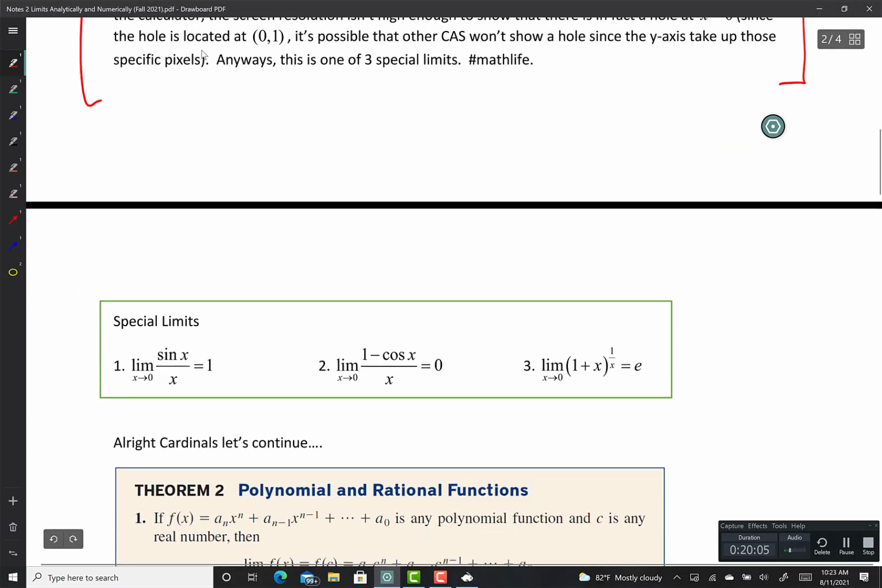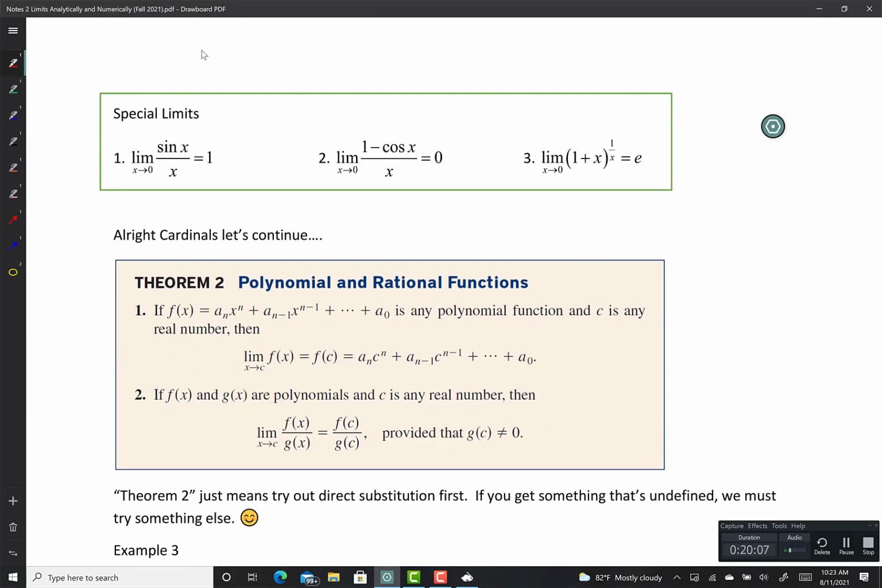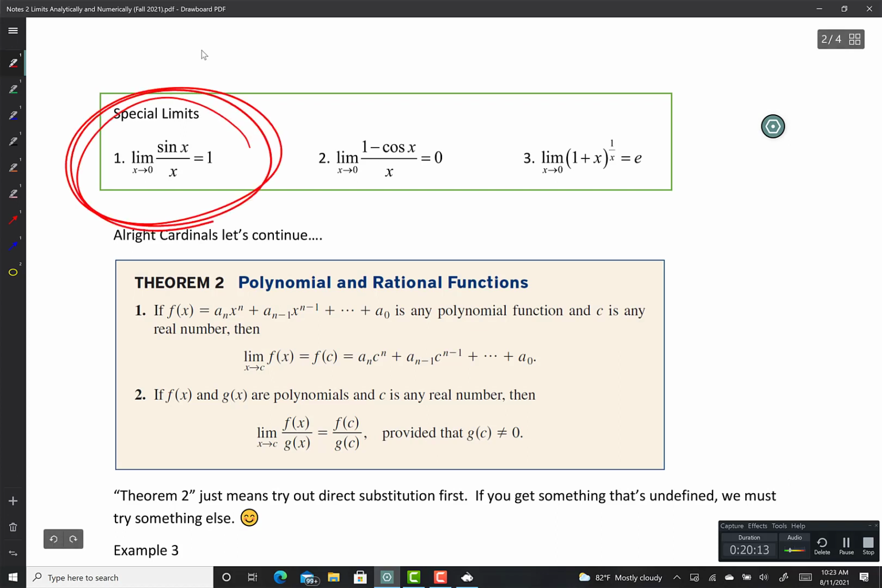All right. What do you have to memorize? Really, there's only one, and you don't even really have to memorize it. This one right here is the special limit. It is also the same as the limit as x approaches 0 of x over sine x. That is also 1.